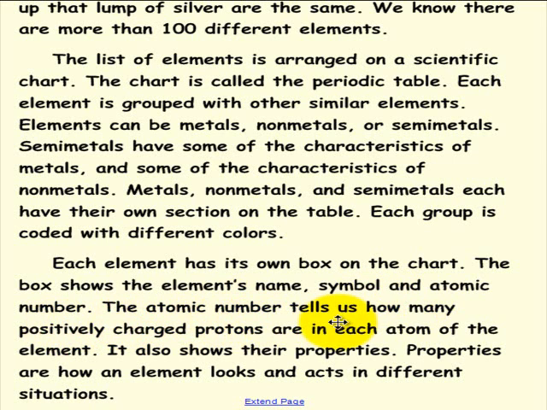The atomic number tells us how many positively charged protons are in each atom of the element. It also shows their properties. Properties are how an element looks and acts in different situations.